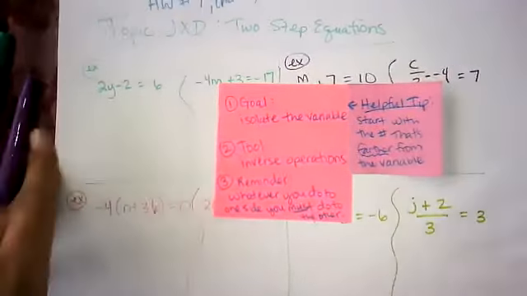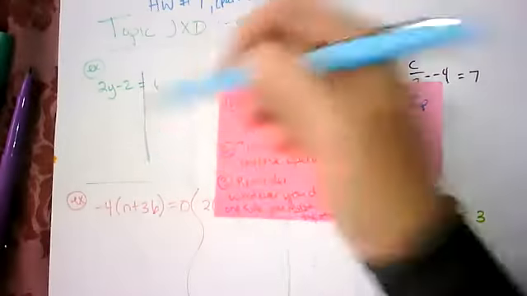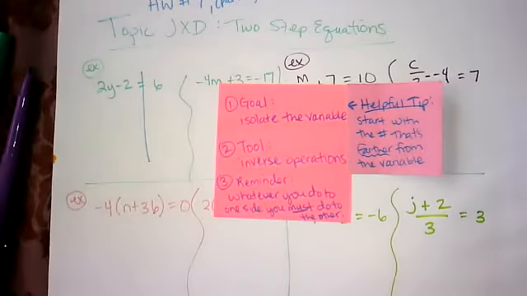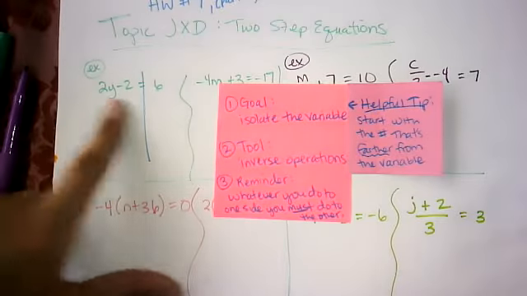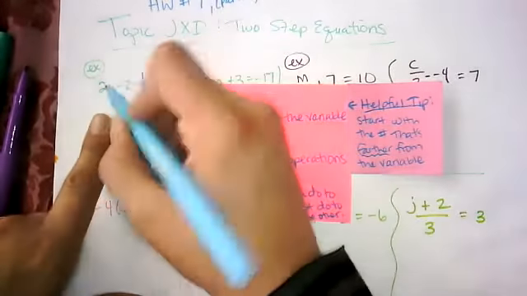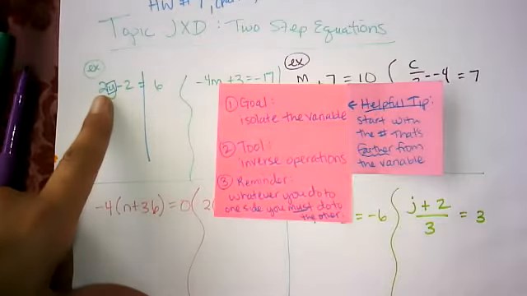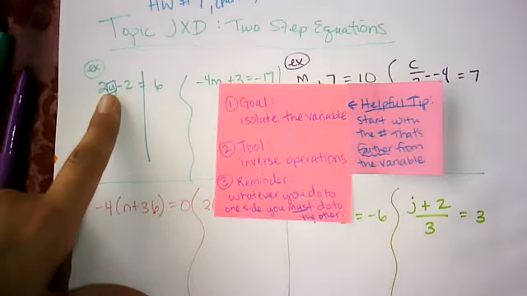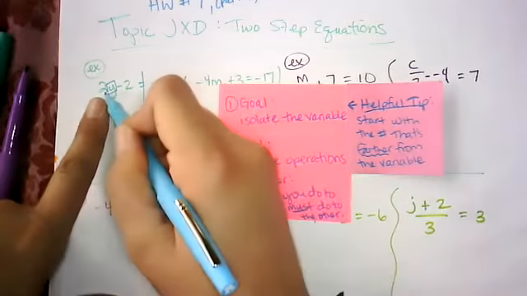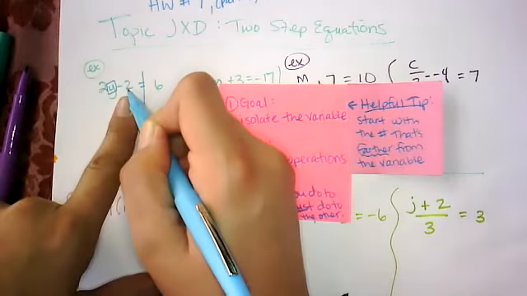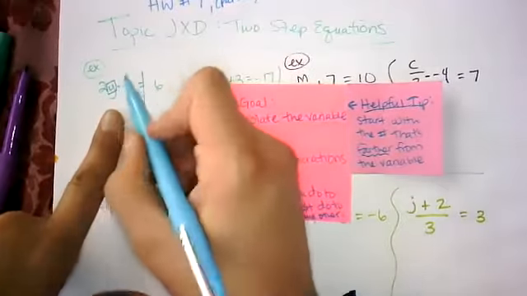So the first one here: 2y minus 2 equals 6. I have 2 sides to my equation, so I'm going to draw this line just to make sure you see that. I'm trying to isolate this variable, so I need to get rid of these numbers around it. I'm going to start with the one that's farther away from the variable physically. This 2 is right next to it. This 2 is separated by this minus sign. It's linked differently, so it's farther away physically.